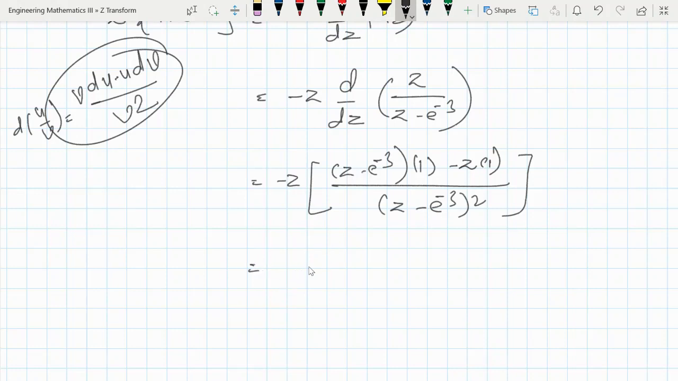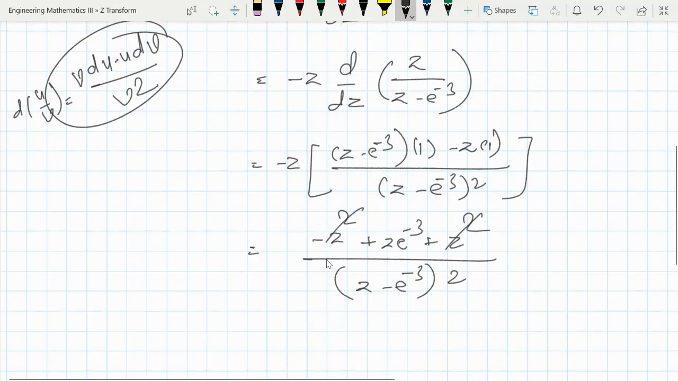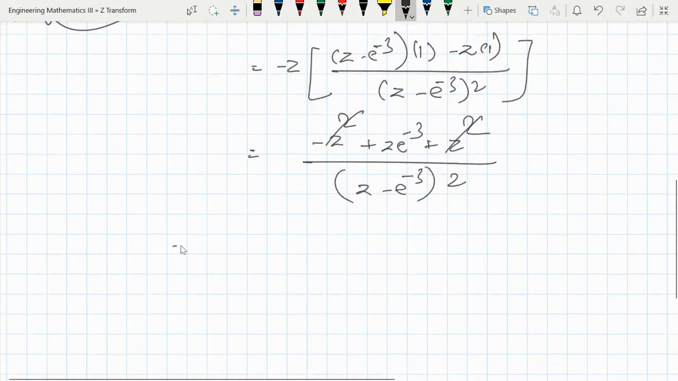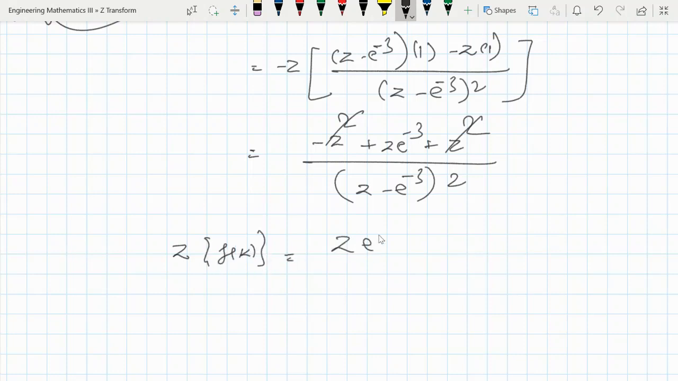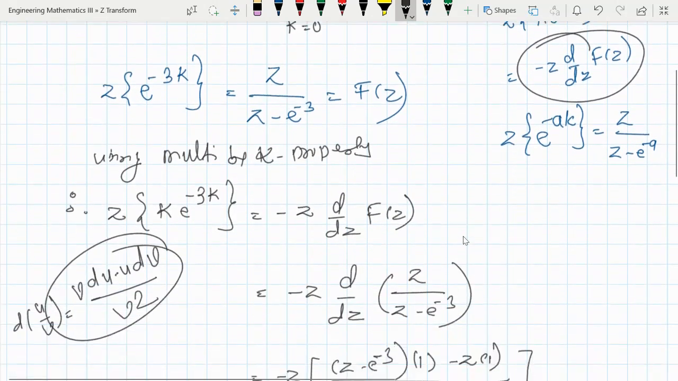Finally, taking the multiplication with z, we get minus z square plus z e raised to minus 3 plus z square, divided by z minus e raised to minus 3 whole square. As minus z square and plus z square get cancelled, my final answer is: the Z transform of the given function f(k) is z e raised to minus 3 divided by z minus e raised to minus 3 whole square. Very good. This is the answer and this is the procedure. Hope you have got it.